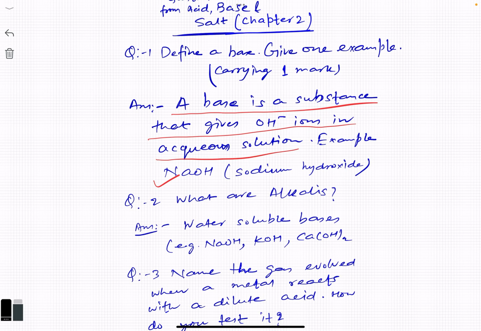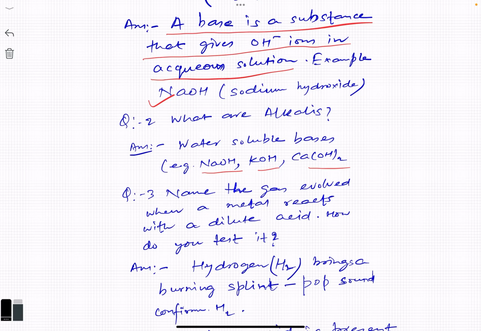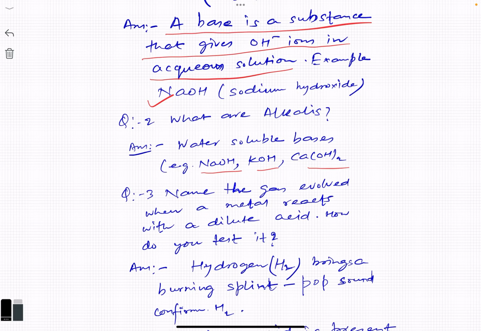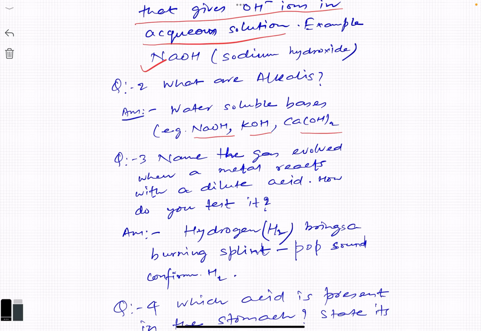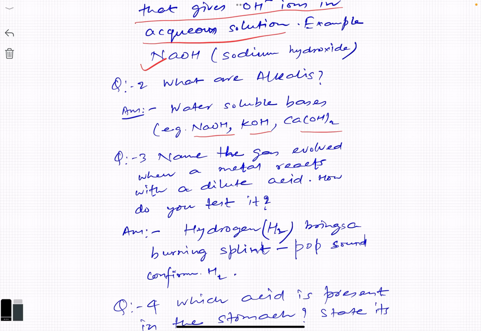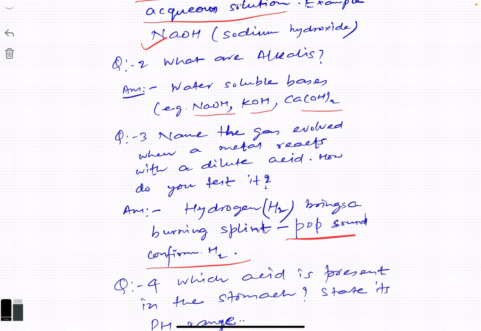The second one is question number 2. What are alkalis? Water soluble bases, for example NaOH, KOH, Ca(OH)2, are called alkalis. The third question is: name the gas evolved when a metal reacts with a dilute acid. How do you test it? The answer is hydrogen. It burns with a pop sound, which confirms H2.